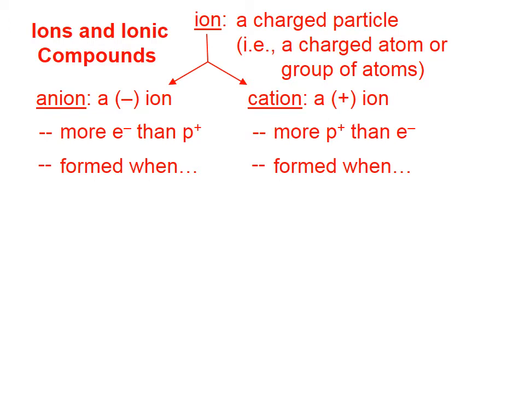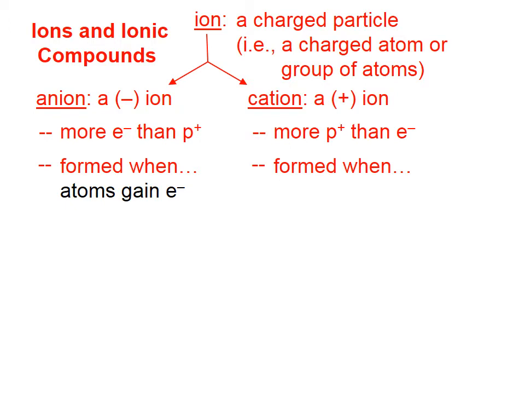An ion is a charged particle, that is, a charged atom or a charged group of atoms. Anions are negative ions, whereas cations are positive ions. The reason that an anion is negatively charged is that it has more electrons than it does protons. And an anion is formed when atoms gain electrons.